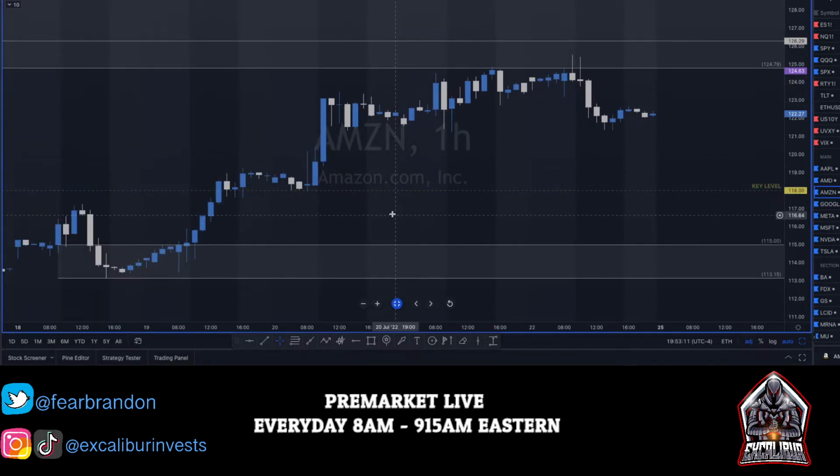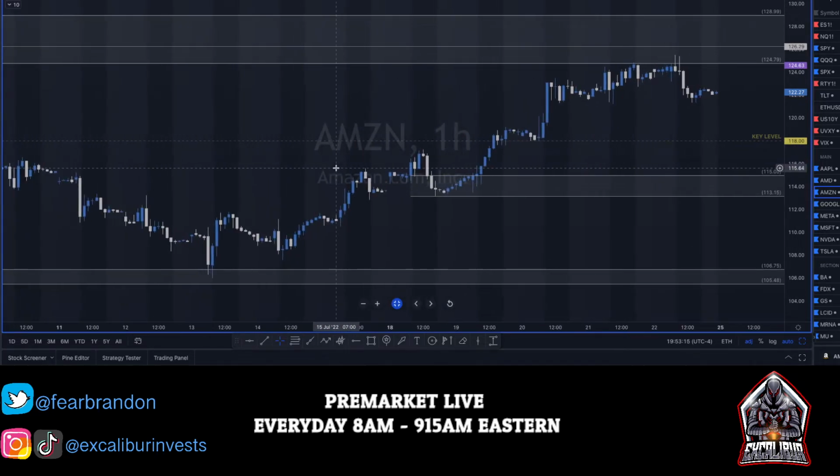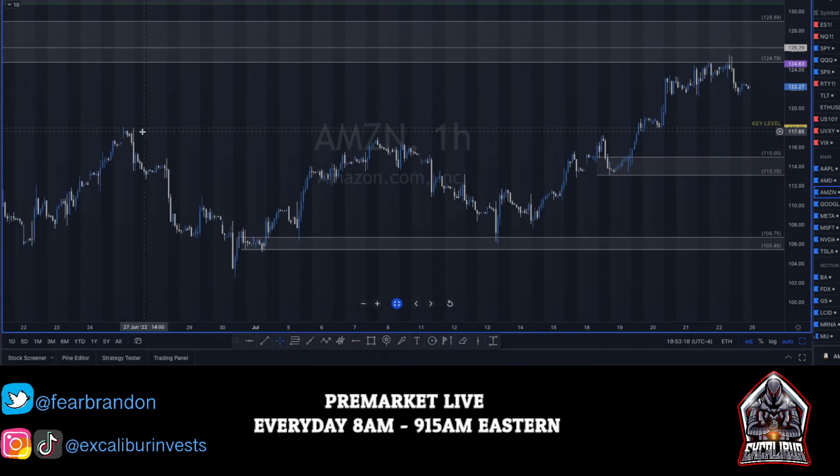But I also do take key levels. 118. I've been saying for a while 118 has been a key level because here's our pivot, and you can tell there's that break above. I love break aboves and retests. Break above, retest it, pushed up.